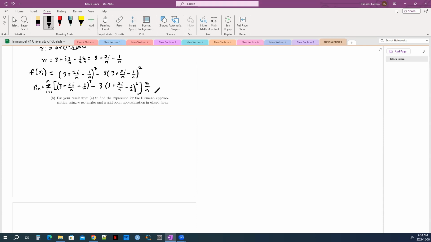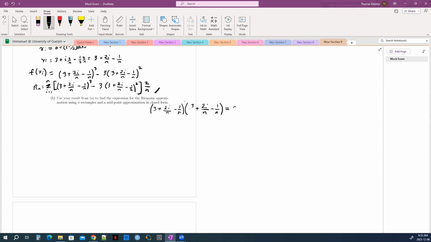I'm going to do this over to the side. So 3 plus 2i over n minus 1 over n. Because I have it cubed and it squared, I'm just going to solve for the squared first. And then I'm going to take the squared piece and input it here, and then once again multiply it by the cubed piece. And there's going to be an interesting way that we do it just to save us a little bit of time.